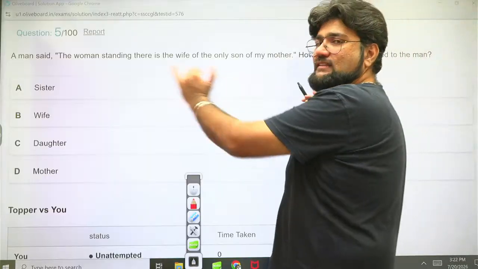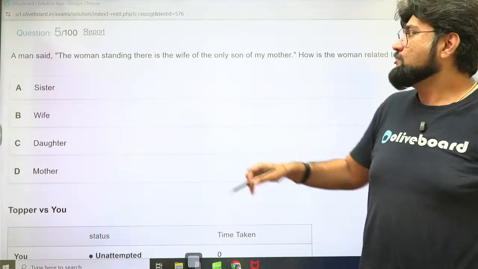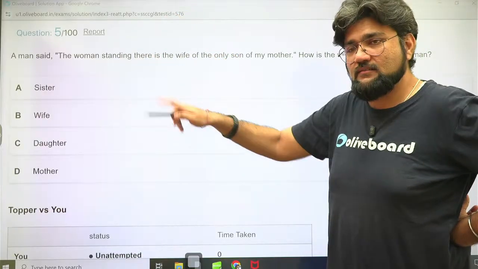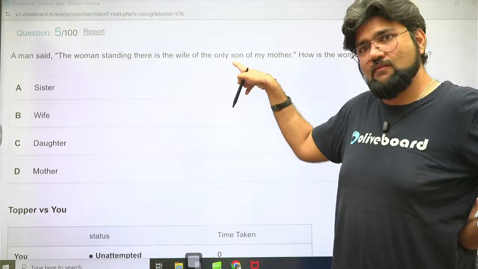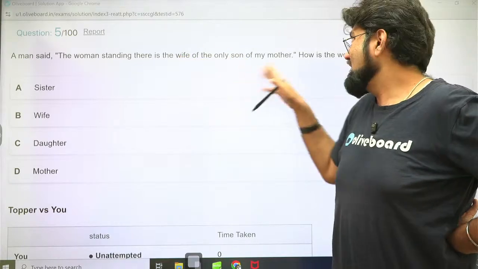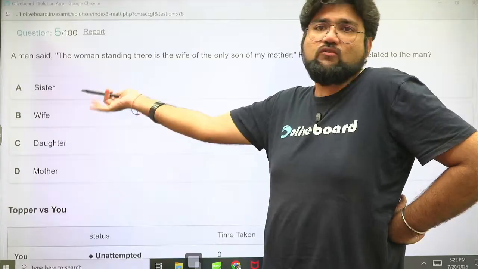For very small things, I would now suggest that you push yourself to not make the tree. Make it in your head. So, man is the speaker. We have man in the center. My mother means the man's mother. Man's mother's only son means the man himself. Man himself's wife. How is the woman related to the man? She is the wife. Simple. You don't have to draw the tree.